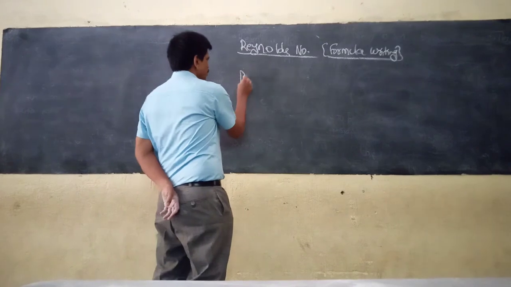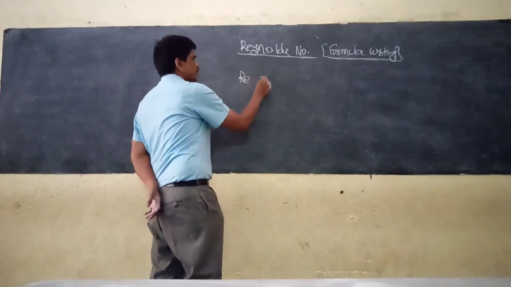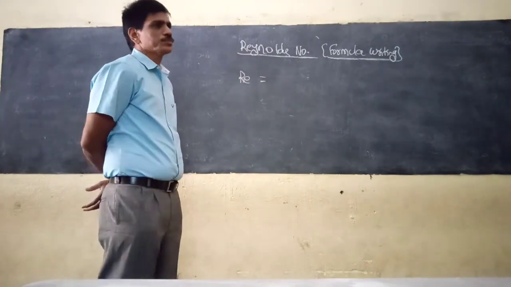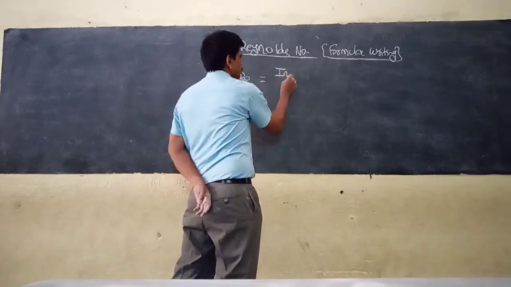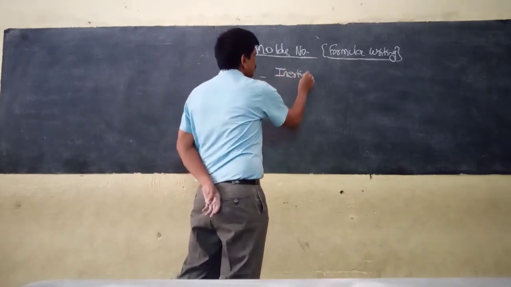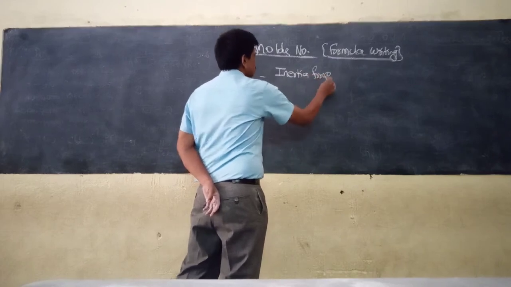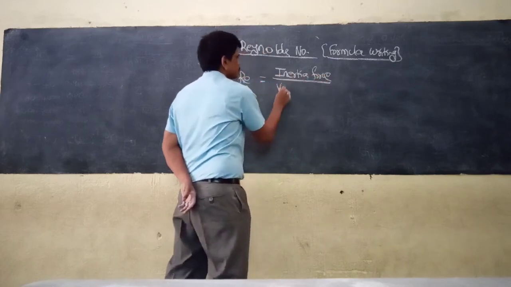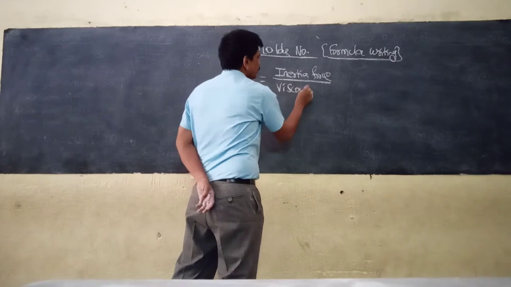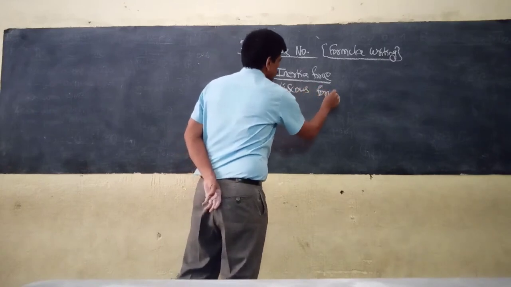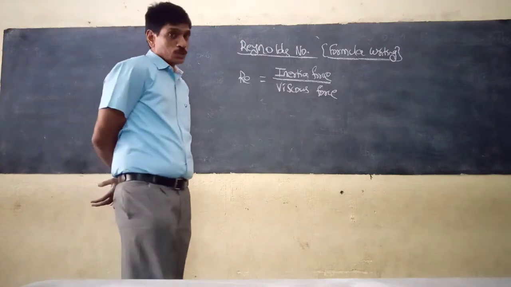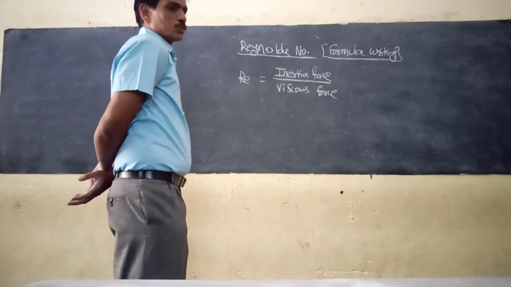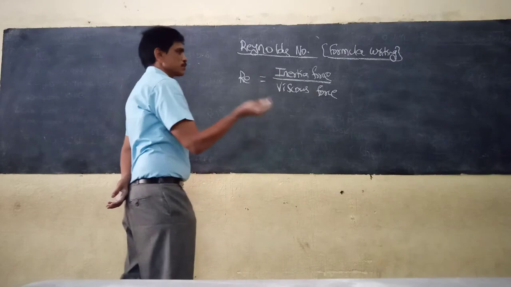So what is meant by the Reynolds number? The Reynolds number is notated as Re and it is the ratio of the inertia force to the viscous force. That is the basic definition for the Reynolds number. What is meant by inertia force? What is meant by viscous force?